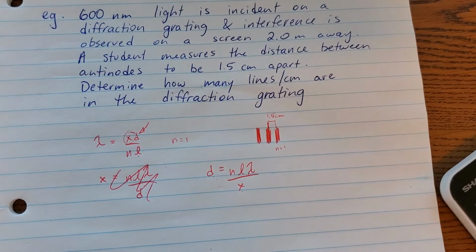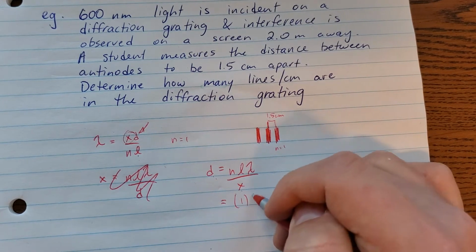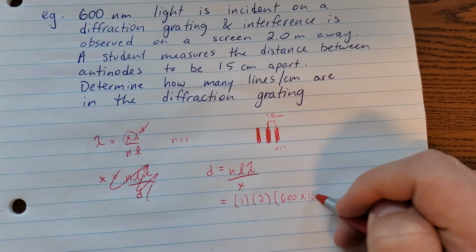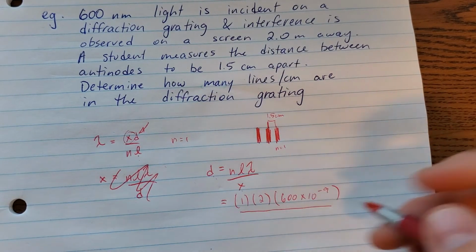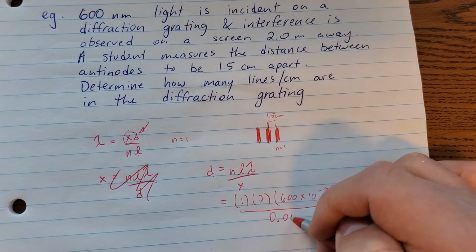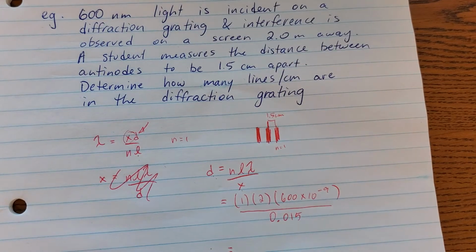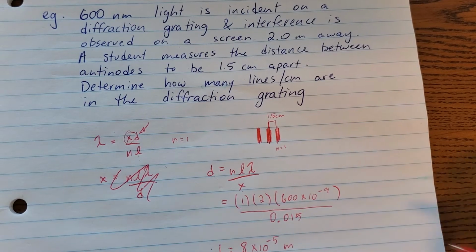So I'm finding d. d is going to be the spacing between the lines in the diffraction grating, and that's what I've got to get. So let me write this out. n is just 1. Distance to the screen was 2 meters. Our wavelength is 600 nanometers, that's going to be times 10 to the negative 9. Okay, and x here is our 0.015 meters. So when I calculate this, I'm getting a spacing of 8 times 10 to the negative 5 meters.